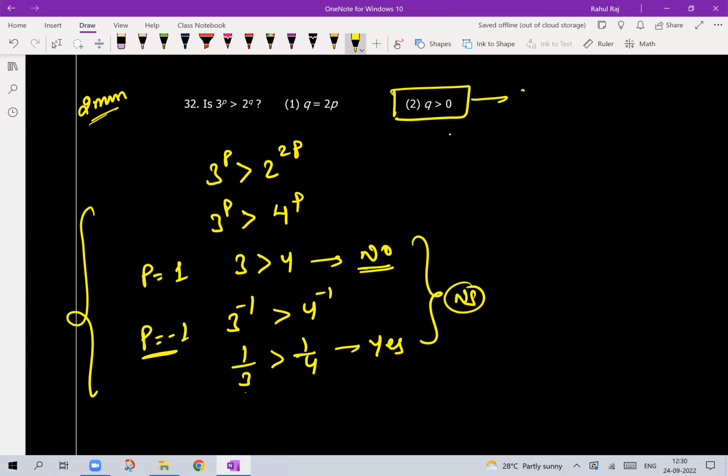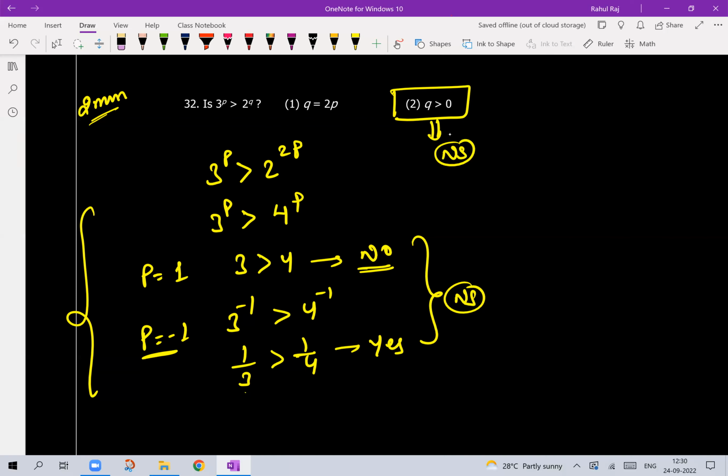Here I have no idea about p at all. I don't know what p is. Imagine you take q is equal to 100. So let's say 3 to the power p greater than 2 to the power 100. I have no idea about p. I can say p is equal to 1000. So 3 to the power 1000 is greater than 2 to the power 100. I can say p is equal to 1. 3 to the power 1 is greater than 2 to the power 100? No. So it's very easy to create a yes or no situation. Not sufficient. Simple logic. Now the point comes, how do you combine it?